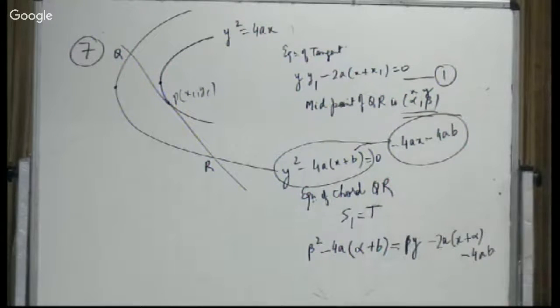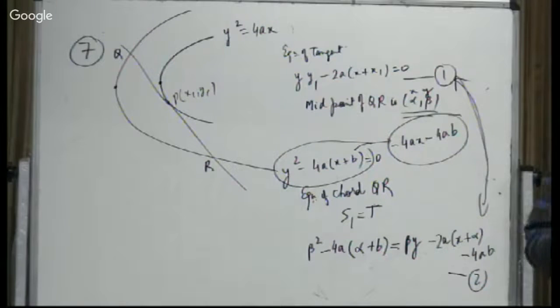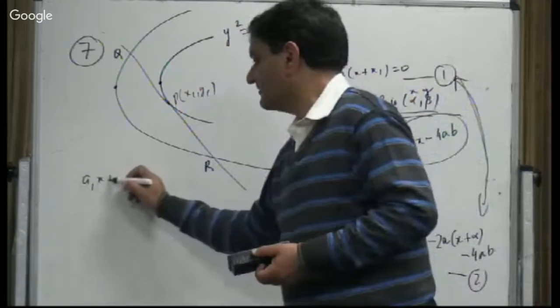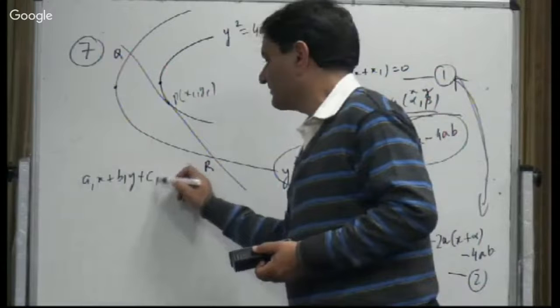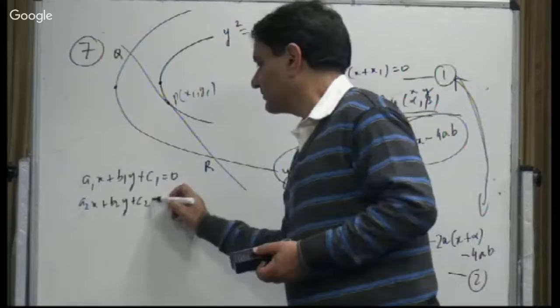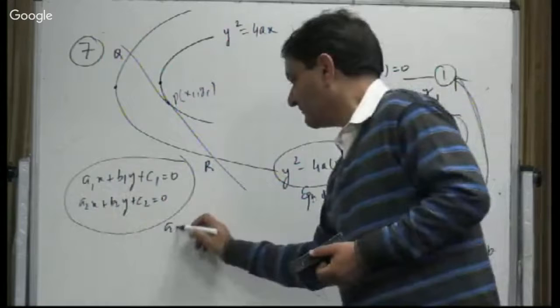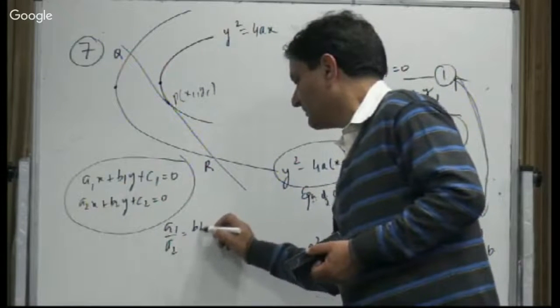T is this. Now you simplify this, and now when two equations represent the same line, what is the condition? What is the condition for two equations to represent the same line? What will be equal? Listen, if you have the equations a1x plus b1y plus c1 equal to 0 and a2x plus b2y plus c2 equal to 0, and they represent the same straight line, a1 upon a2, b1 upon b2.